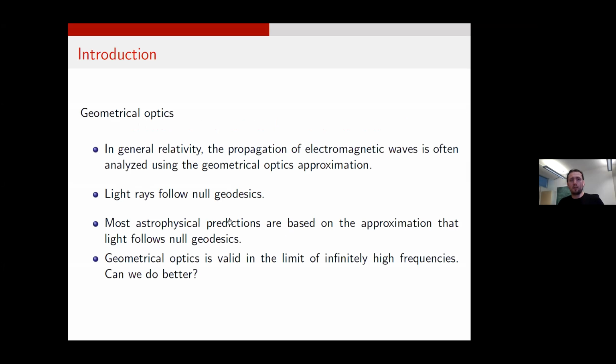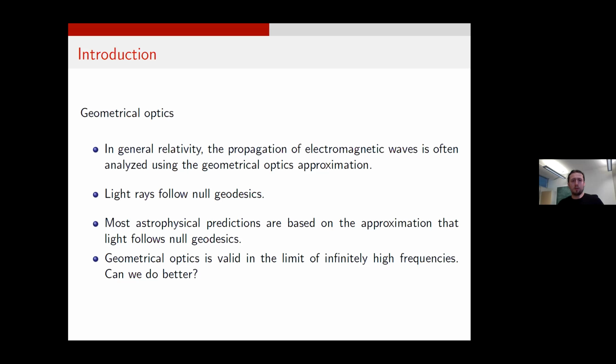Okay, so let's start with some basic facts. In general relativity, the propagation of electromagnetic waves is often considered using the geometrical optics approximation for Maxwell's equations. And what we get from this approximation is that light rays follow the null geodesics of the underlying spacetime. And we use this approximation to make most of our astrophysical predictions.